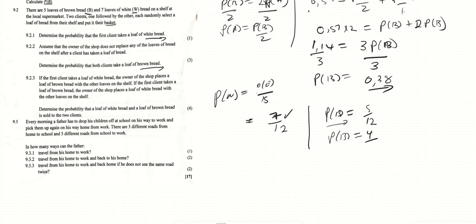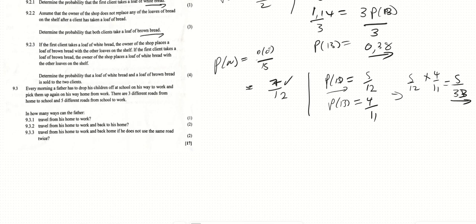But how many loaves are there remaining now? 11. So choosing brown and brown, it's going to be 5 over 12 multiplied by 4 over 11, which makes it 5 over 33. Okay, let's look at the next question.